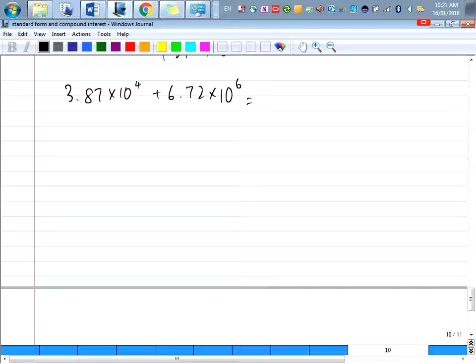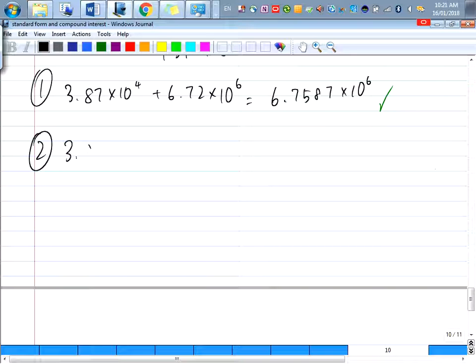So, is this what you got? Okay, if you got this, can you take a green pen and put a tick? Right now, I want you to try another question. This is the first one, and this is the second one.